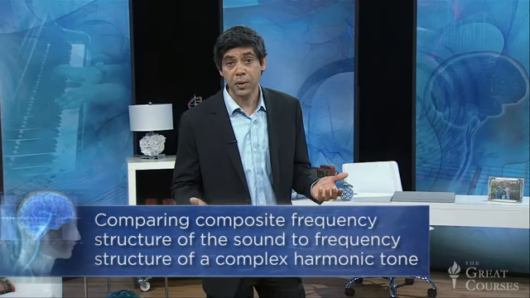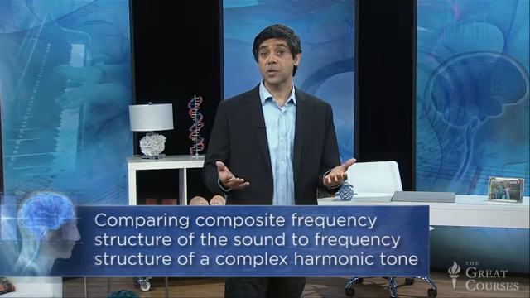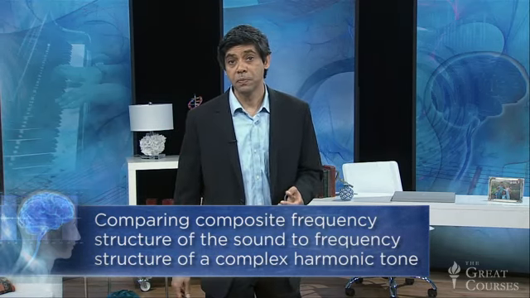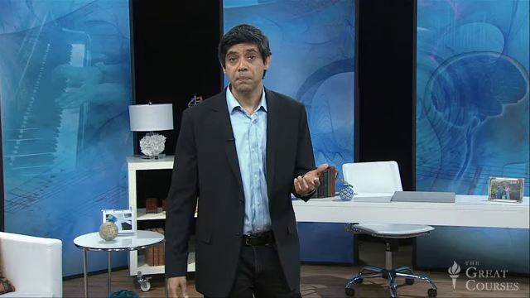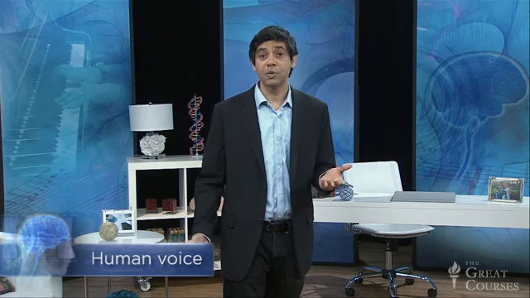Well, it means that when judging the consonance or dissonance of a pitch interval, people seem to be implicitly comparing the composite frequency structure of the sound to the frequency structure of a complex harmonic tone. What's the most common complex harmonic tone in our environment? It's the human voice. As we discussed in the last lecture, whenever we hear a vowel, we're hearing a complex harmonic tone, a fundamental frequency and a series of harmonics which are integer multiples of that fundamental.